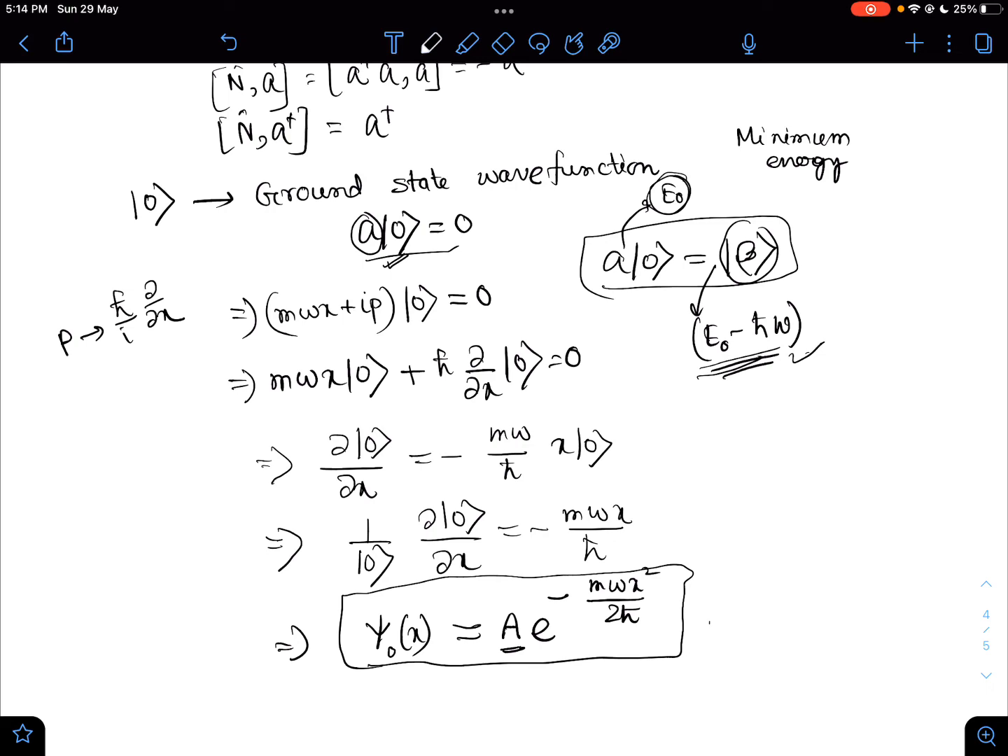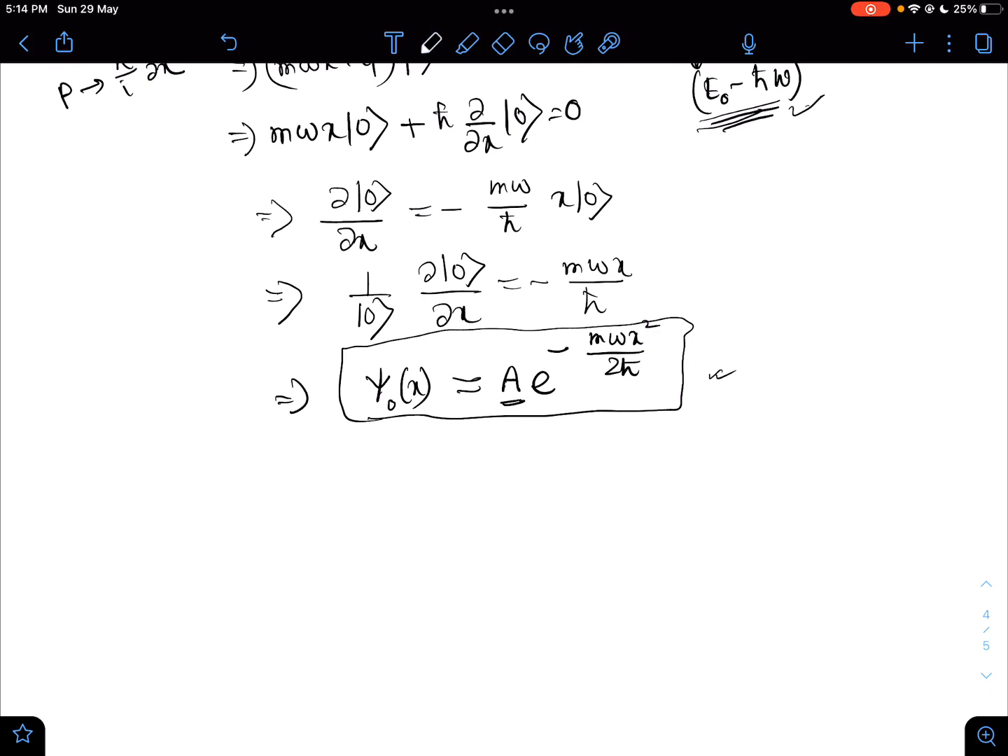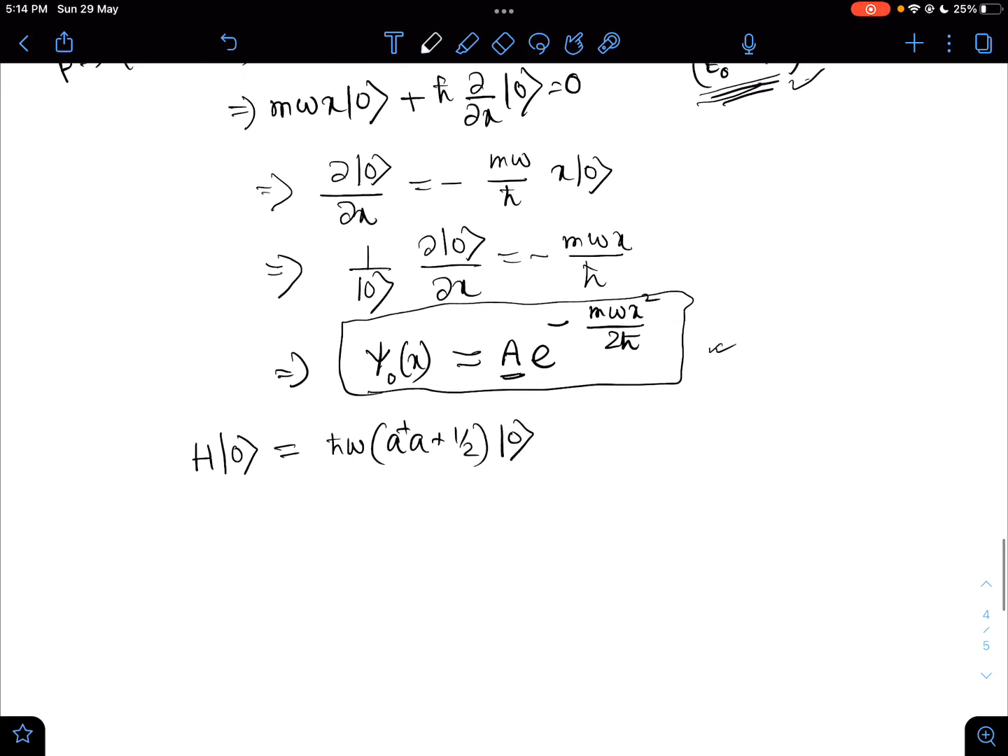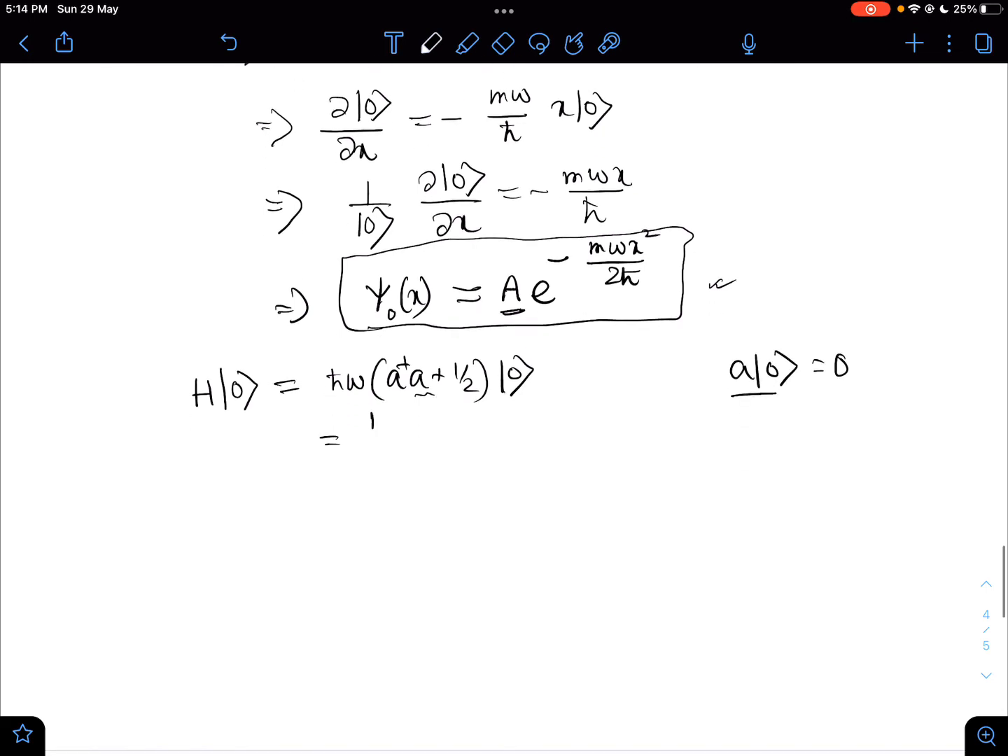And what will be the energy value for the ground state? We want to calculate the eigenvalue of H on psi 0. We know H can be written as ħω (a†a plus half). So we apply this on psi 0. We have already demonstrated that a psi 0 must be 0. So we are left with ħω by 2. This is our ground state energy of the quantum harmonic oscillator.